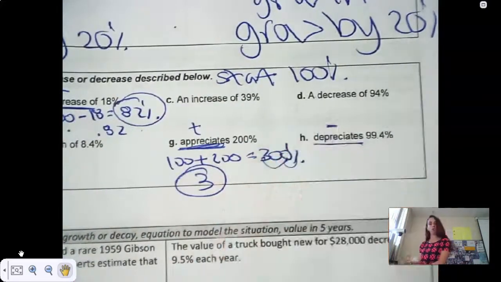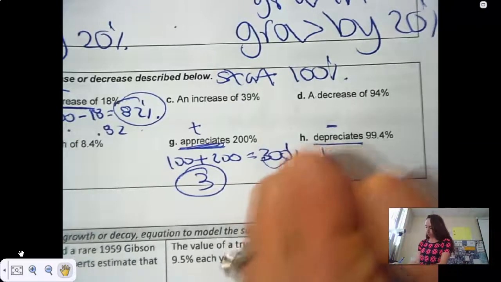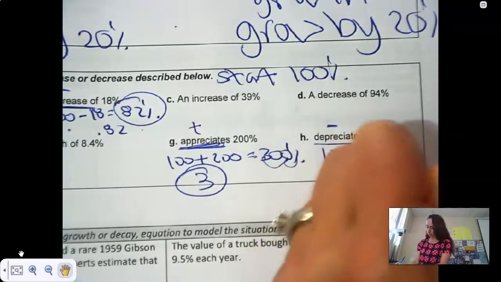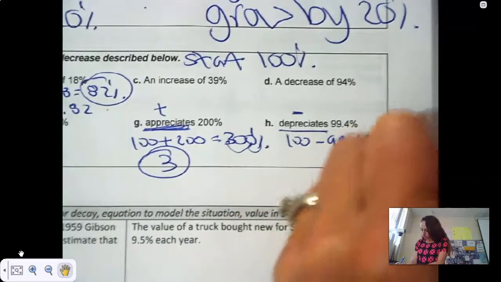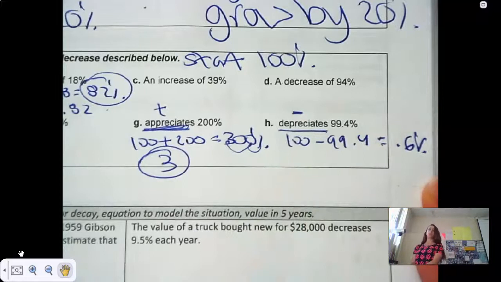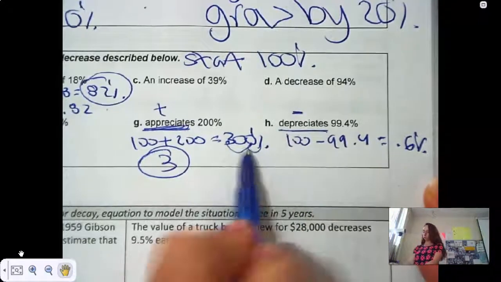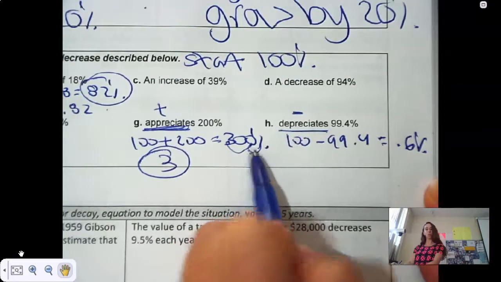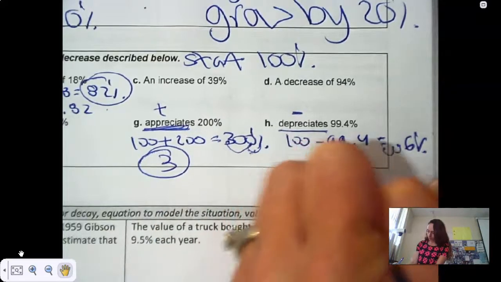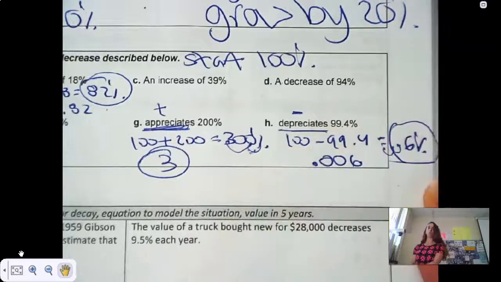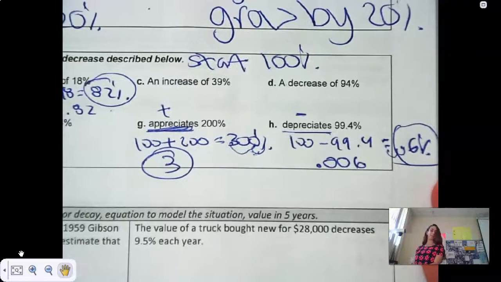Let's do letter H. What does depreciate mean? It means it's going down. So that means I'm going to go 100 minus 99.4. This isn't easy, which is really 0.6%. So does that mean it's 0.6? No. What was the pattern I did before? Move 2, 1, 2. So that means it's 0.006. So 0.6% is 0.006. There's not much left in me. Okay? I have less than a penny.